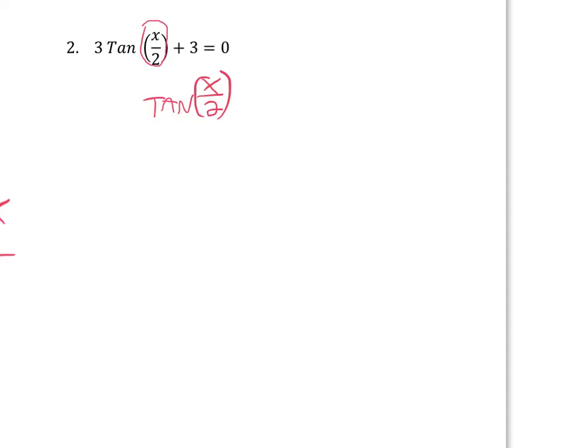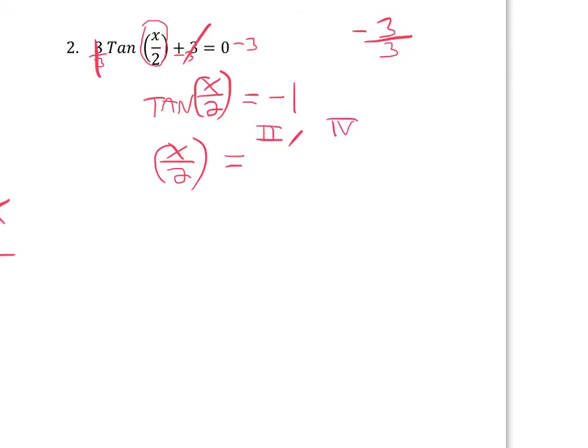Well, you would have to subtract 3, so you would have negative 3 here. And then you would want to divide by this 3, which gives you negative 1. You probably can just do that in one step. Then you want to get all your answers. Where does tangent equal negative 1 in the unit circle? Tangent is negative in the second and fourth quadrant.